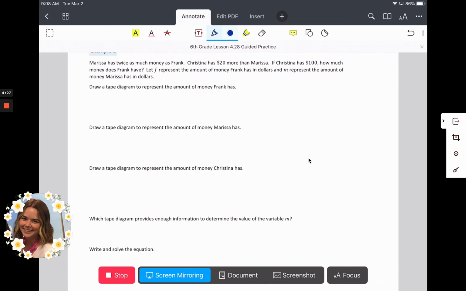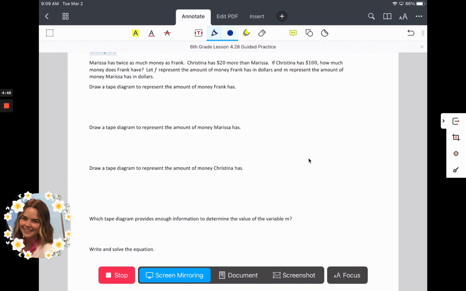This example says that Marissa has twice as much money as Frank. If Christina has $20 more than Marissa, and Christina has $100, how much money does Frank have? So F is going to be the amount that Frank has, and M will be the amount that Marissa has.